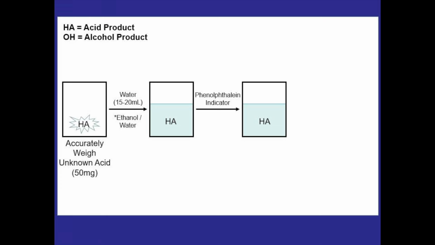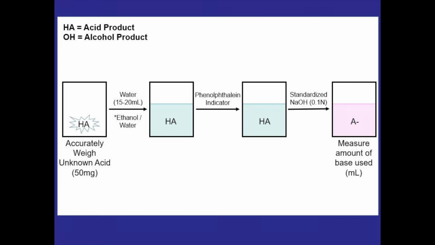Once that's all ready though, we'll start adding the standardized sodium hydroxide, which is usually around 0.1 normal, but the stockroom will give us a specific one, and we'll add that to the solution using a burette with a stopper so that we can add it dropwise, and we'll add that just up until the solution turns and remains a light pink color. This will mean that the base has just reacted with all of the acid in there, and we can then measure the amount of base used in milliliters.